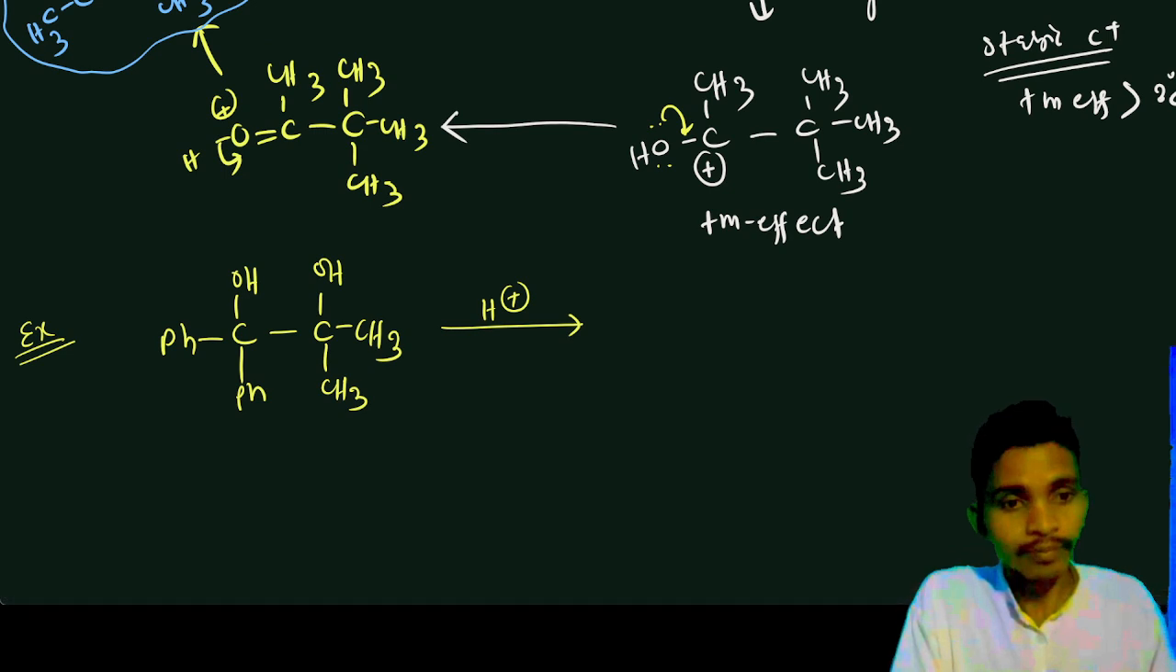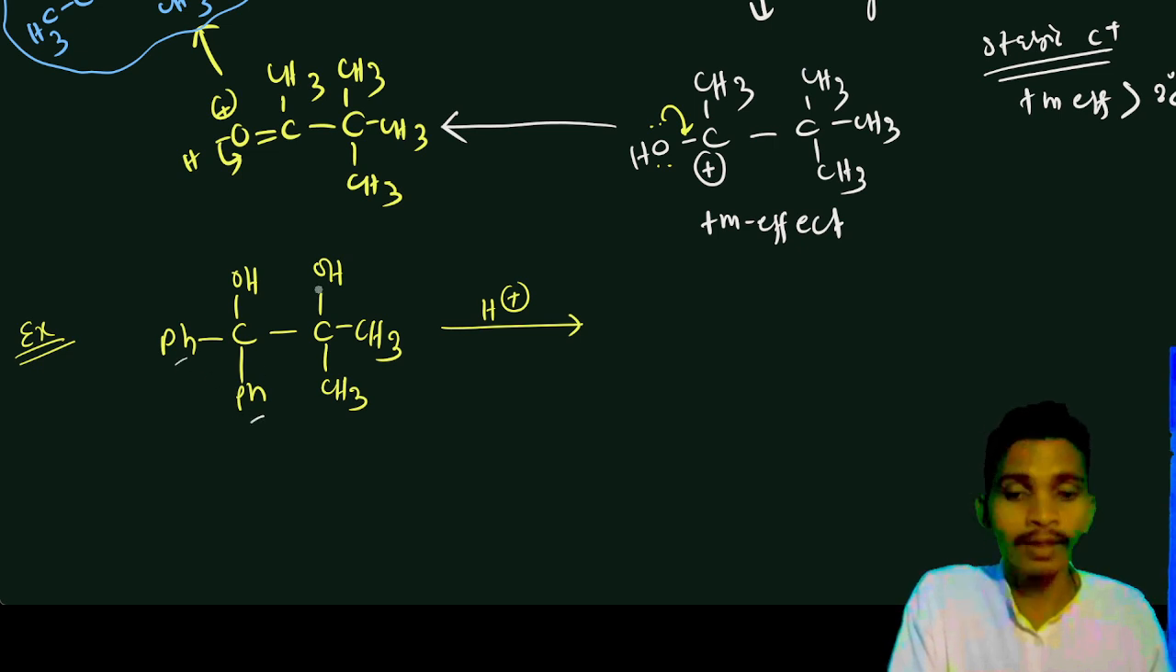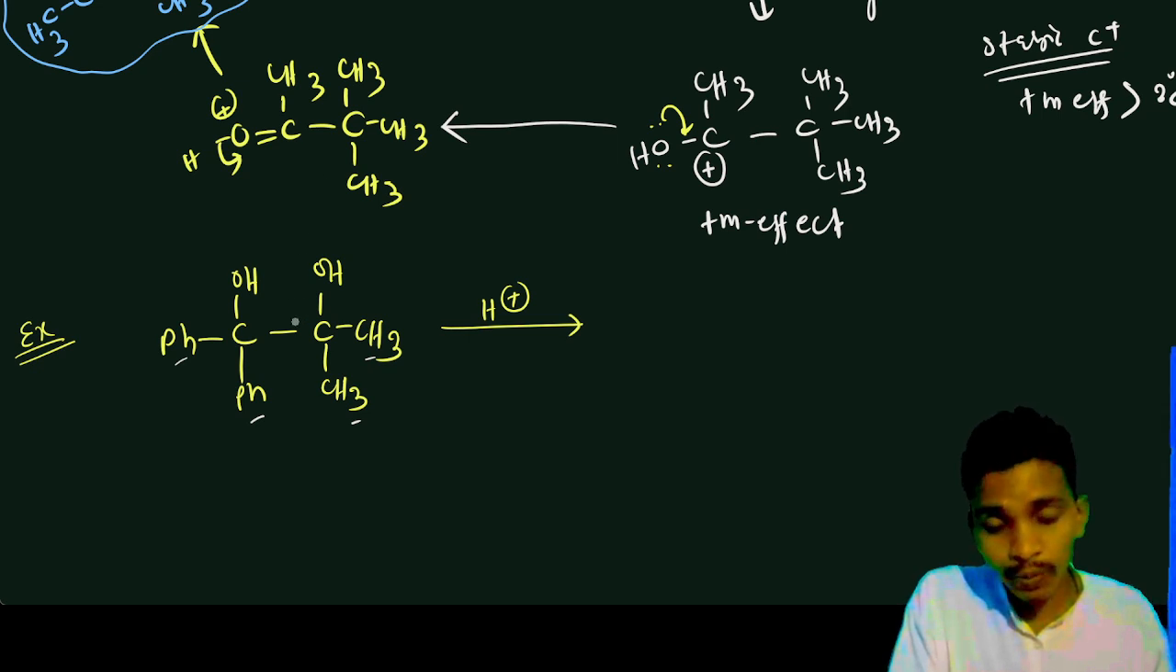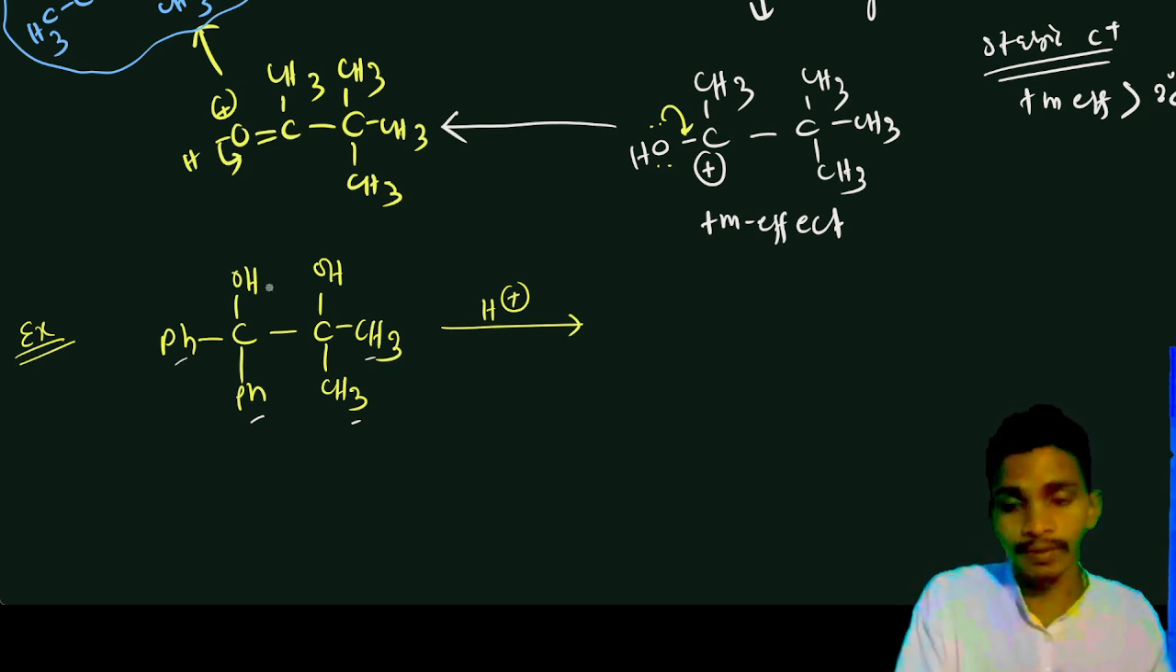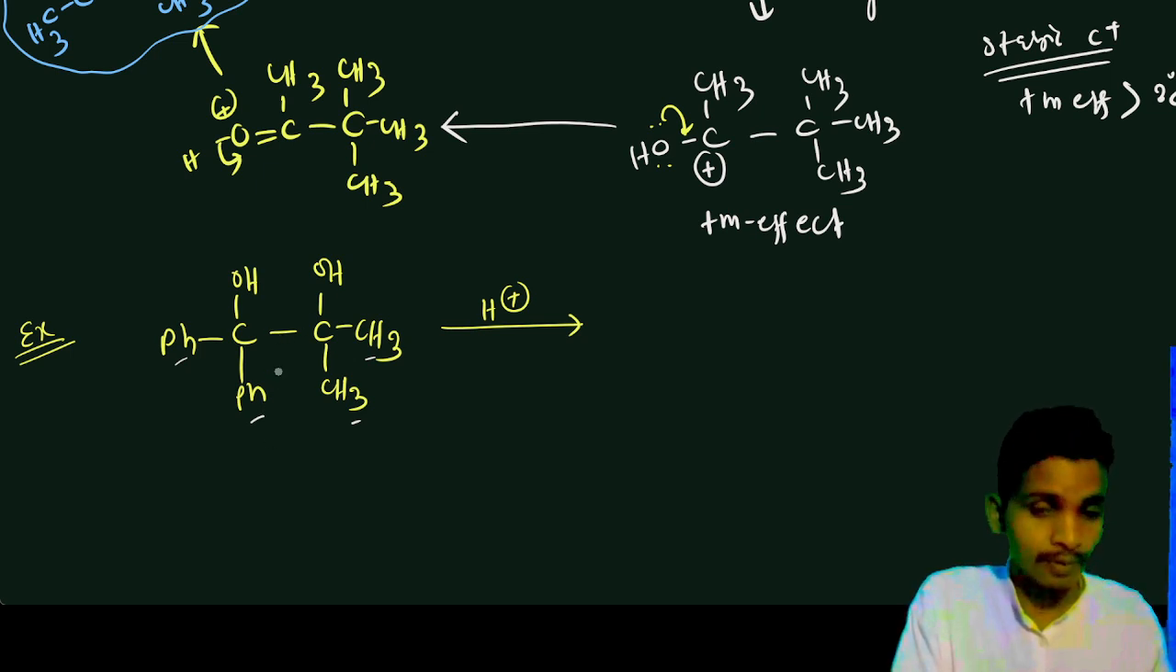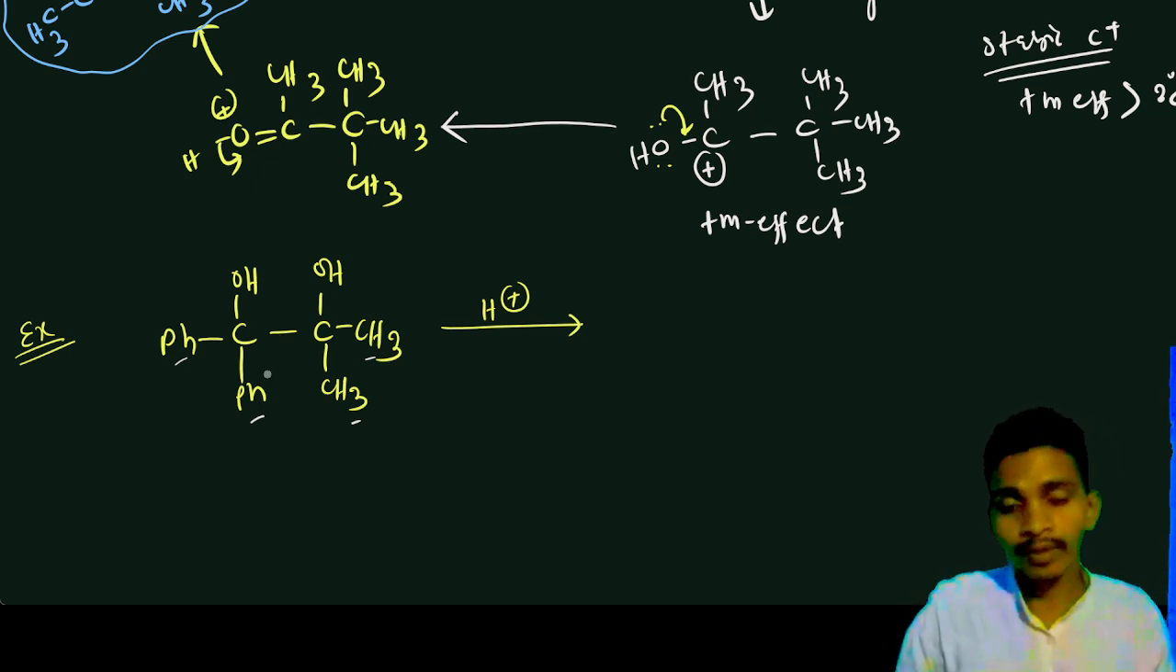rearrangement. Now looking at the next example, what we see here is that previously both the OH groups were the same, but now we see that in this OH, here phenyl is there, here phenyl is there, and for this OH this is CH3 and this is CH3. So for this case we will look at which OH will do the protonation. What I said is that the OH that gives the most stable carbocation without any rearrangement will do the protonation.